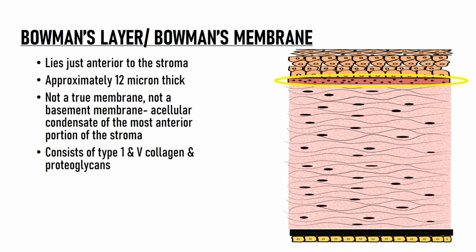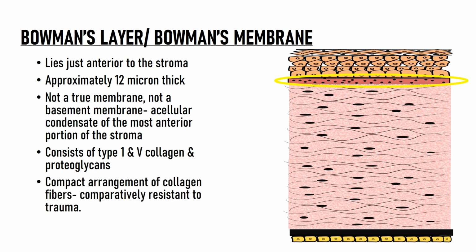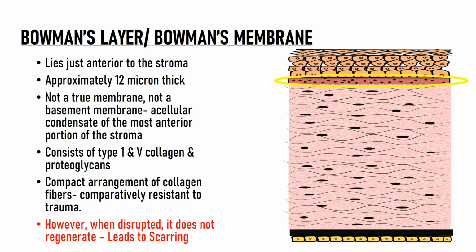It is acellular and consists of type 1 and type 5 collagen and proteoglycans. These collagen fibers are arranged in a compact manner, which makes the Bowman's layer comparatively resistant to trauma. However, when disrupted, Bowman's does not regenerate, and this leads to corneal scarring.